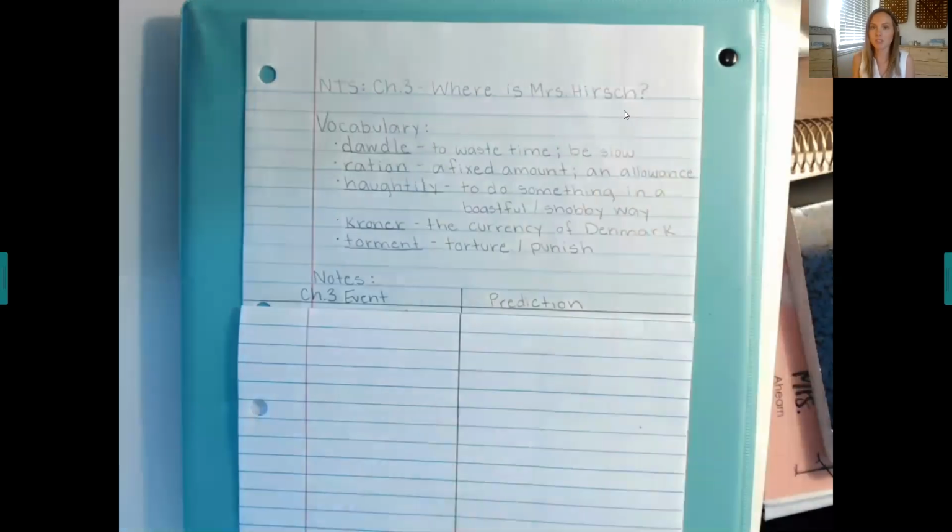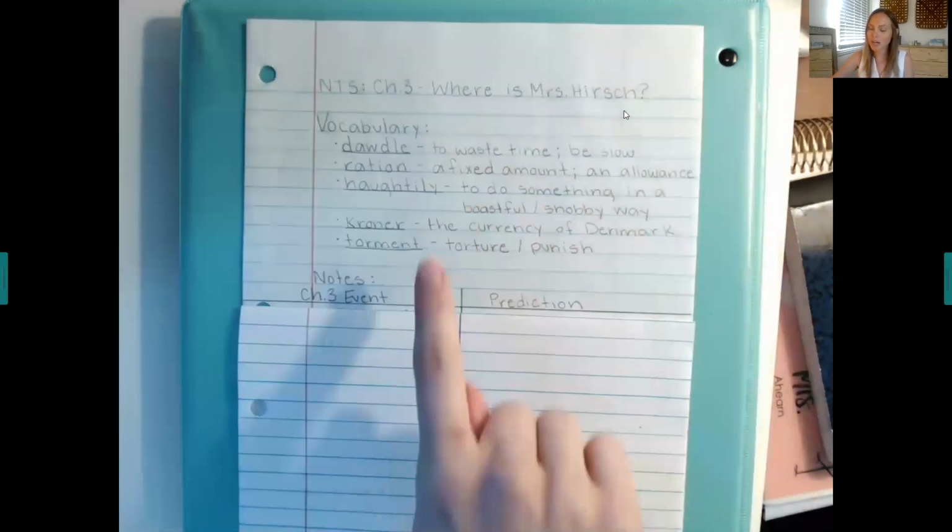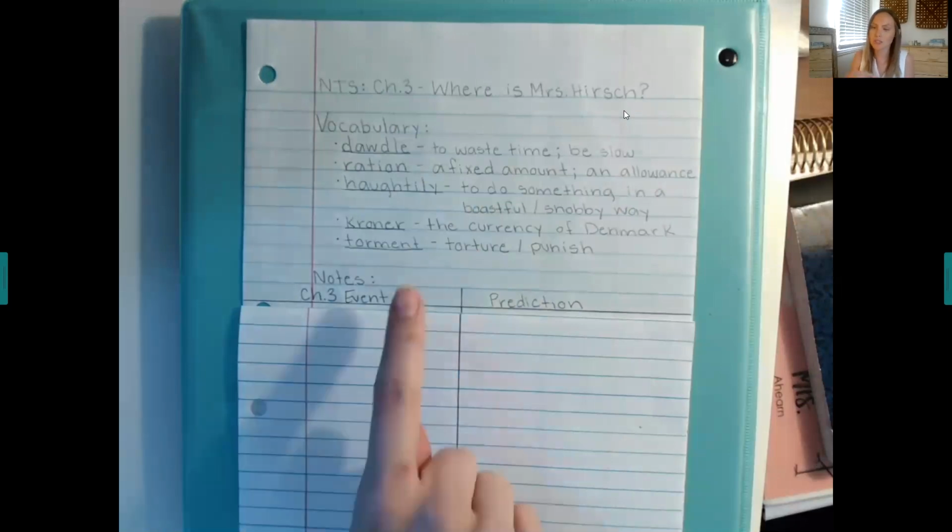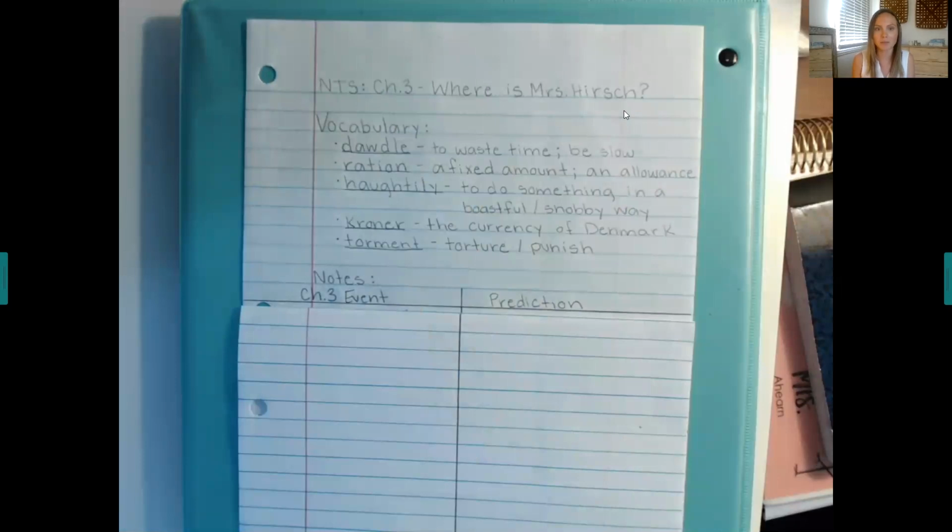Chapter 3 for Number the Stars is called Where is Mrs. Hirsch? And for this chapter, we have 5 new vocabulary words that we'll jot down the meaning of. Just like always, in your Canvas assignment following this chapter, you'll need to use these 5 words, so make sure you're writing them down so you have the definitions in front of you.